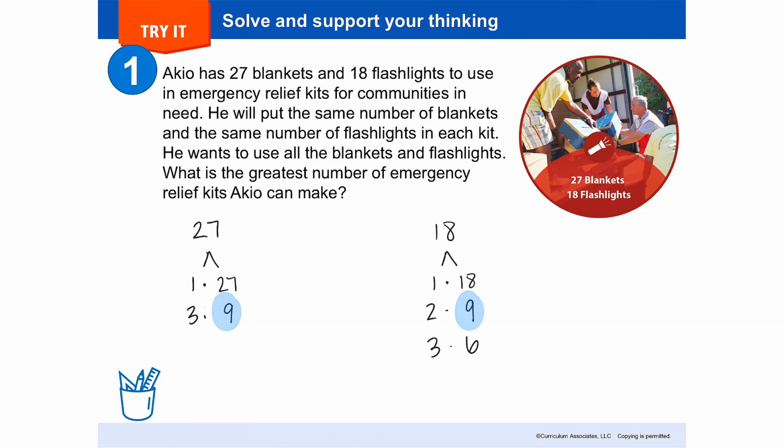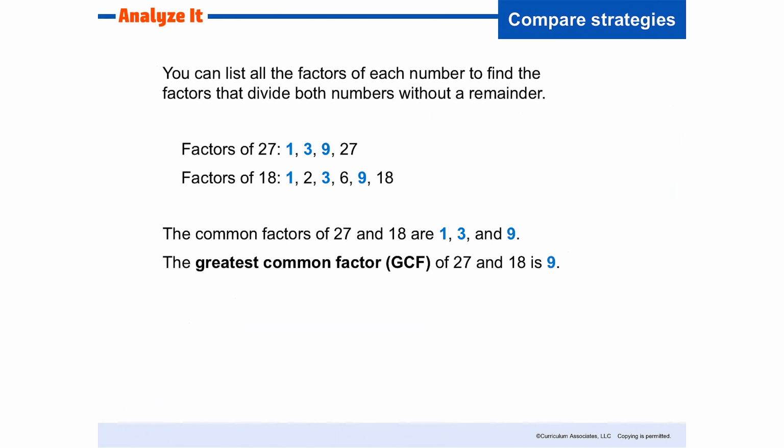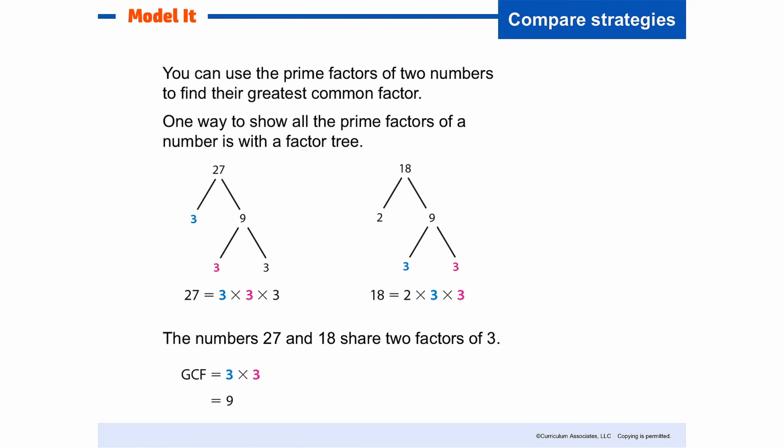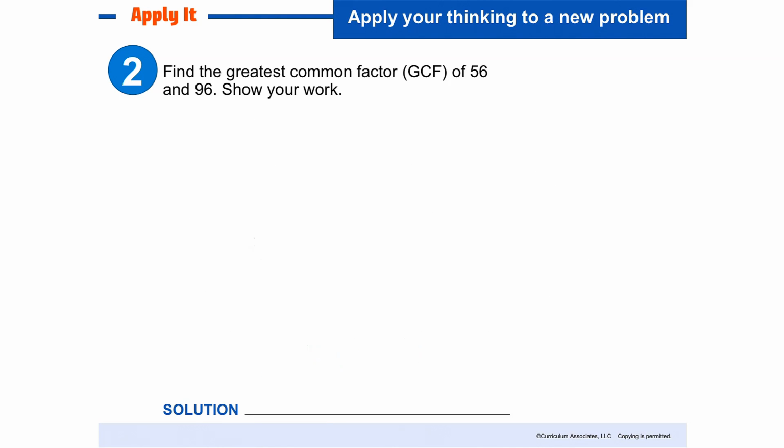So Akio can make 9 emergency relief kits. So our GCF is 9. Okay, so we can make a list of them or we can do trees. I will be teaching you prime factorization for least common multiple, but I find that factor trees are more commonly used for greatest common factor, and they're a little bit more straightforward.